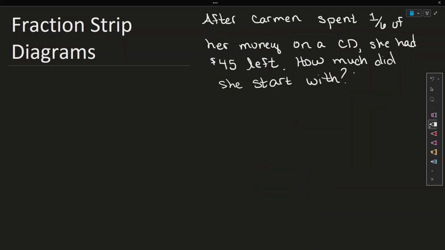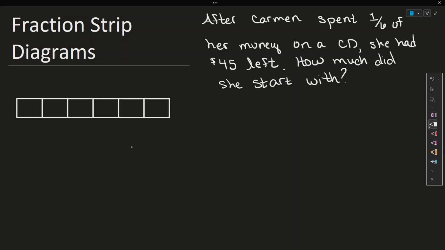Now, let's look at Carmen's money. After Carmen spent 1/6 of her money on a CD, she had $45 left. How much did she start with? Since our denominator here is 6, we need a strip diagram with 6 equal pieces. One part represents the amount she spent. The remaining 5 parts that we have here, that represents the money she had left.